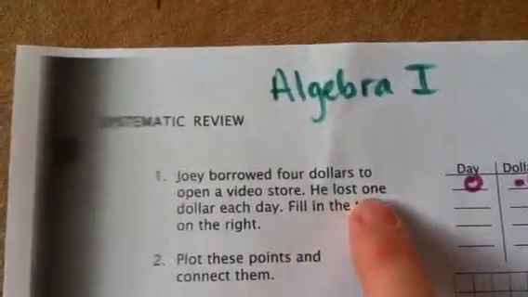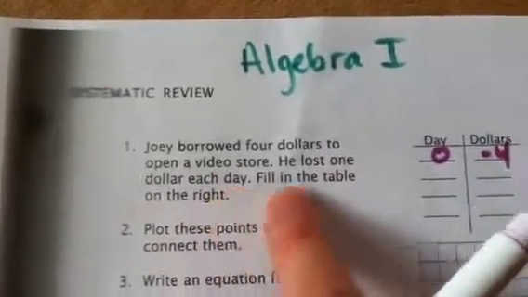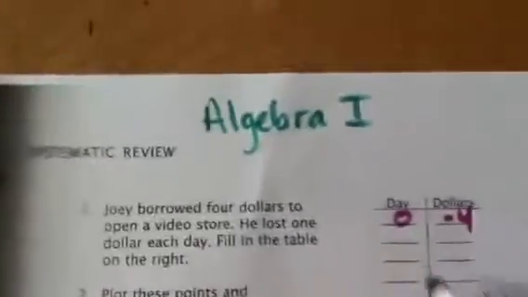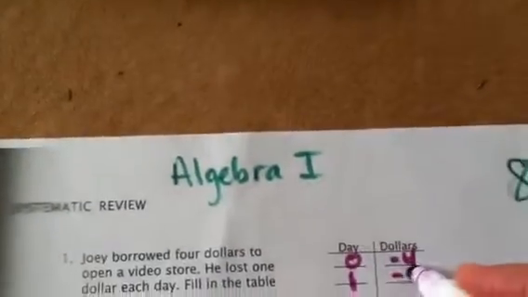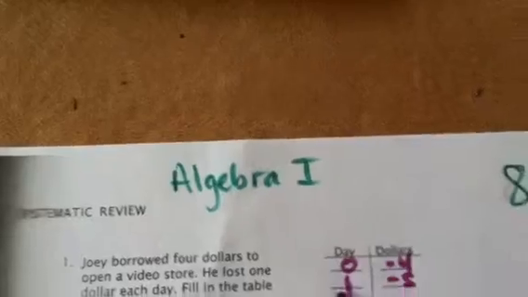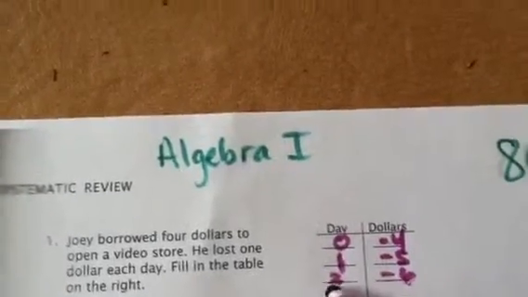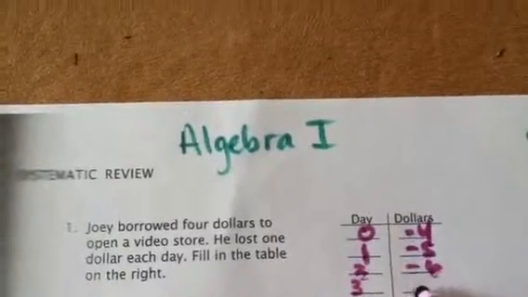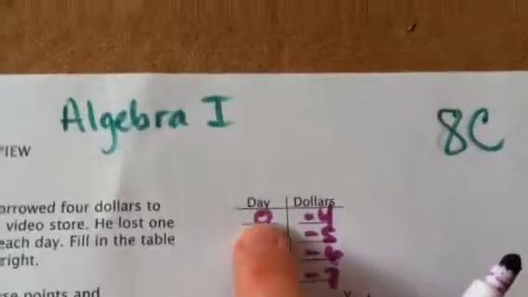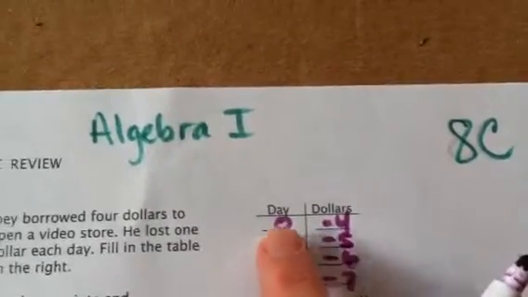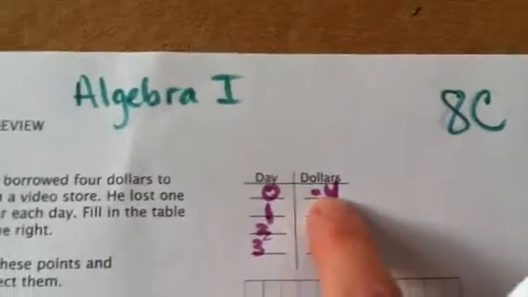Okay, he lost $1 each day. This is not looking good for him. So fill in the table on the right. So if he lost $1 a day, now he's down 5 because he just lost another $1. On the second day, he's down another $1, and he just keeps losing money. I think he needs to reconsider what he's doing. And here he's lost another $1. So this is what you should have plotted in right here. The hardest part is maybe this. When you started, so he's day 0. And since he borrowed, that's why it's a -4.